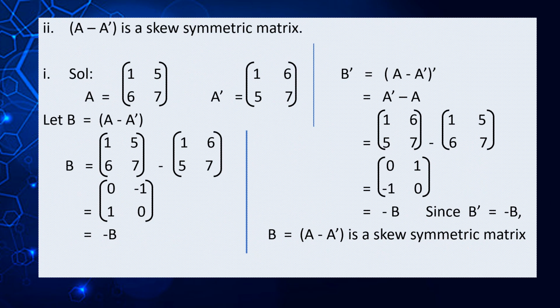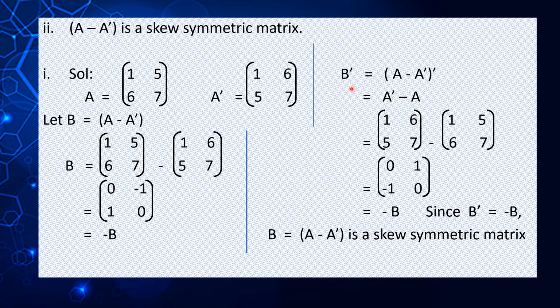Second part of the question: A minus A transpose is a skew symmetric matrix. So the solution would be, first write down the A matrix and its A transpose. Consider B is equal to A minus A transpose, which is equal to [1, 5; 6, 7] minus [1, 6; 5, 7], which would give us [0, -1; 1, 0].